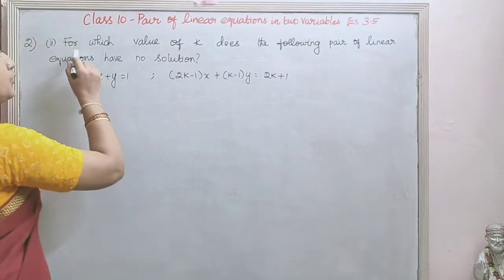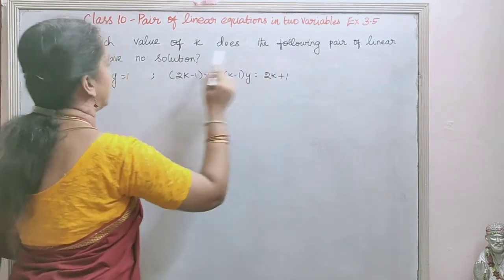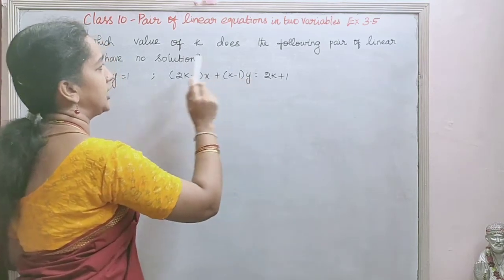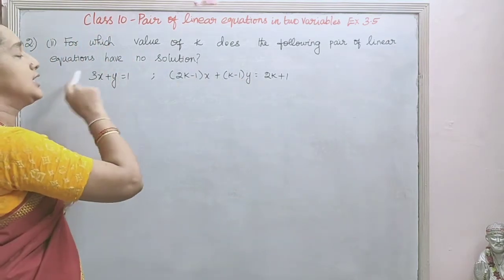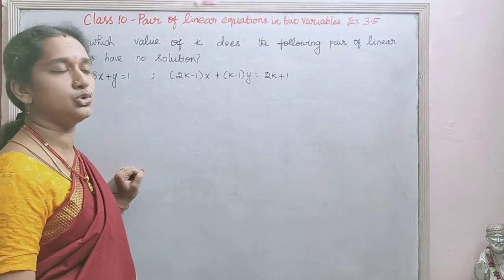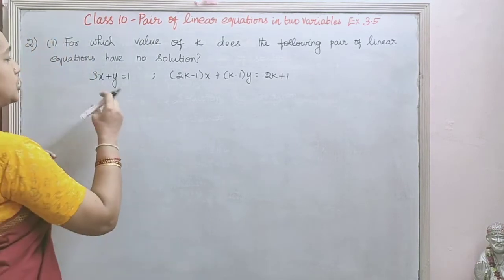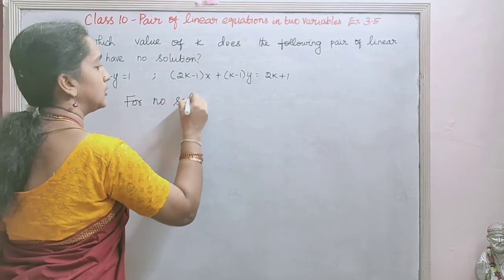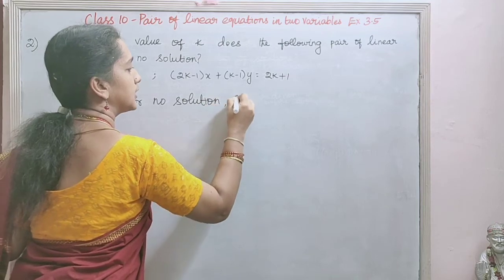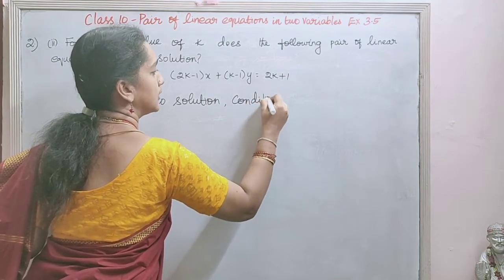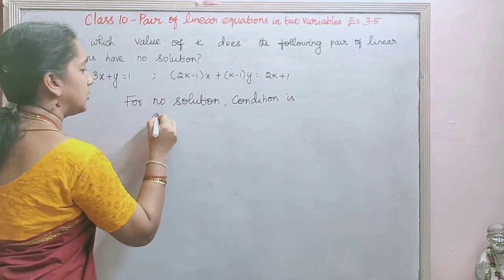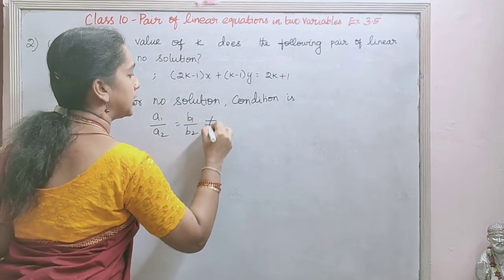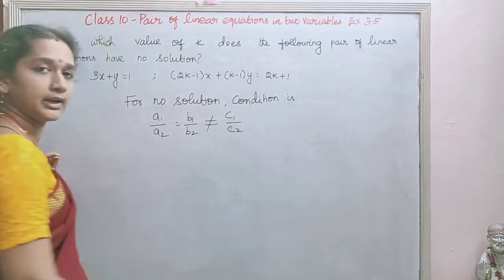Next sum: for which value of k does the following pair of linear equations have no solution? So two equations are given. We are asked to find the value of k for which the given equations have no solution. So the condition for no solution is a1 by a2 is equal to b1 by b2 not equal to c1 by c2. So this is the condition.